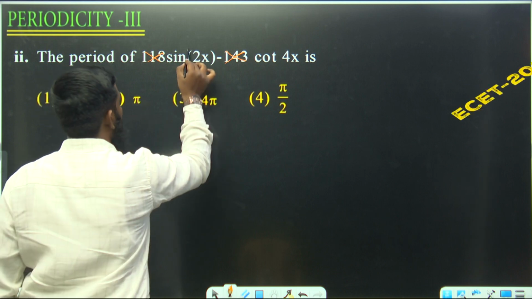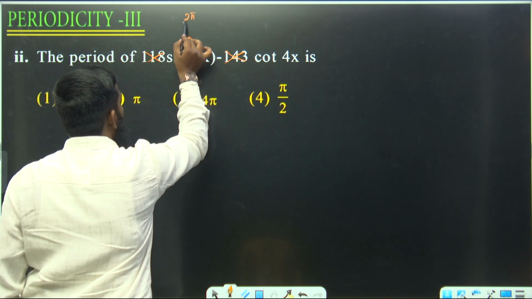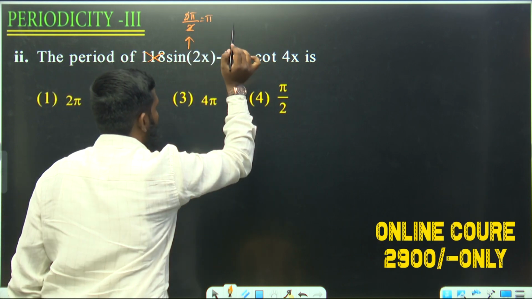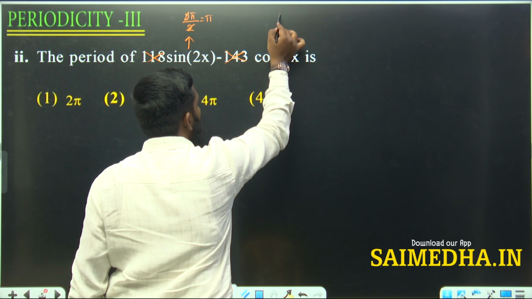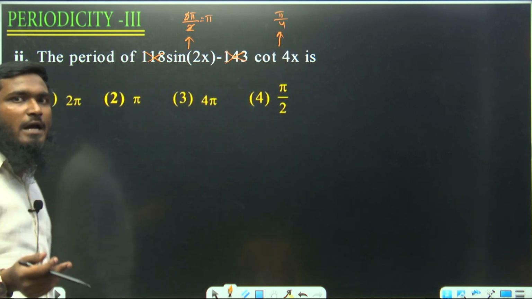We have to see this part only. So if you are going with this, what is the T value for the sin function? 2 pi divided by, what is the A value? 2. 2 gets cancelled, it is equal to pi. Okay, now this one, what is the T value? Pi divided by 4. So what are the answers we are getting? Pi and pi by 4 we are getting.